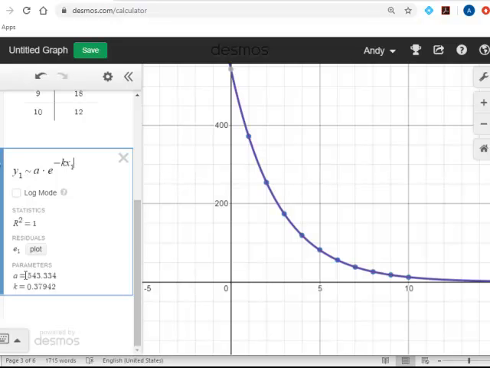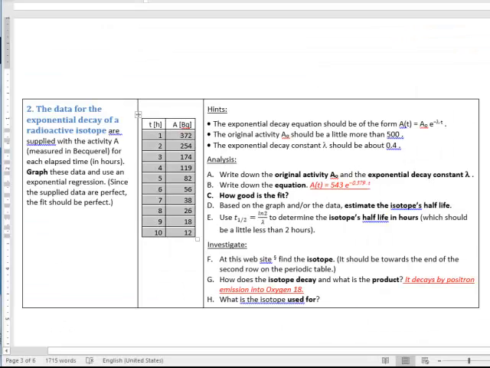Here's the initial activity, radioactive activity, 543 becquerel. And then the decay constant is 0.379. Actually, it's the negative in front of it because it decays. And then again, I actually gave a few answers away already.